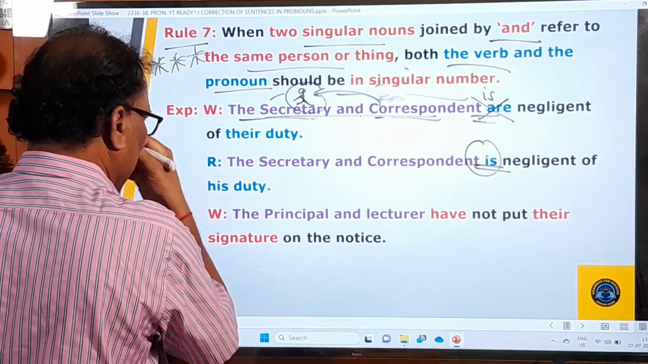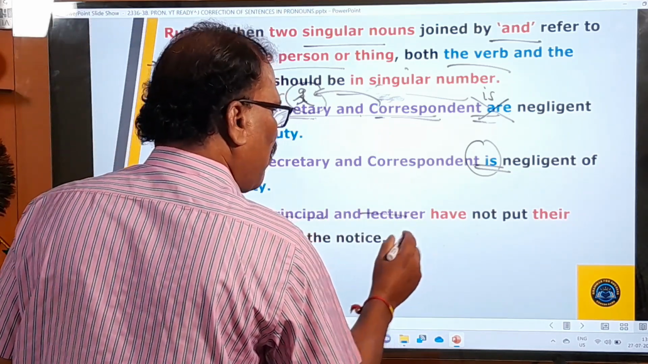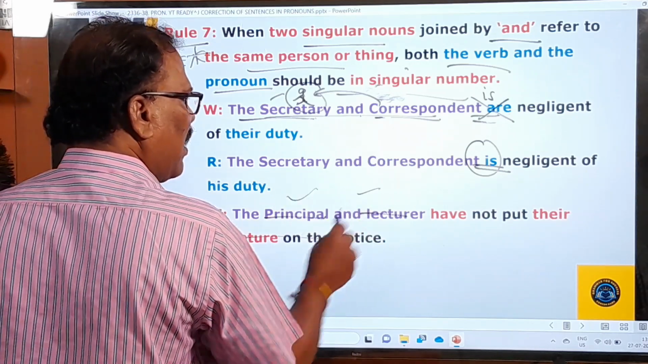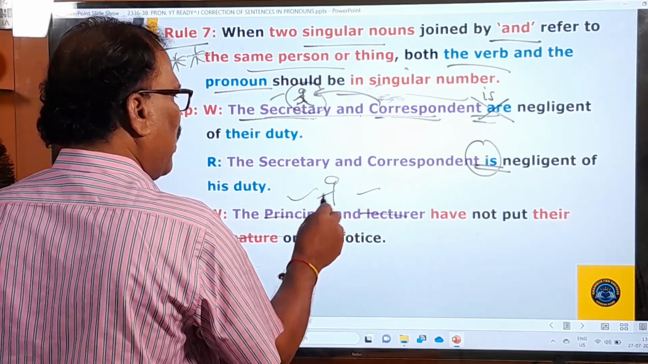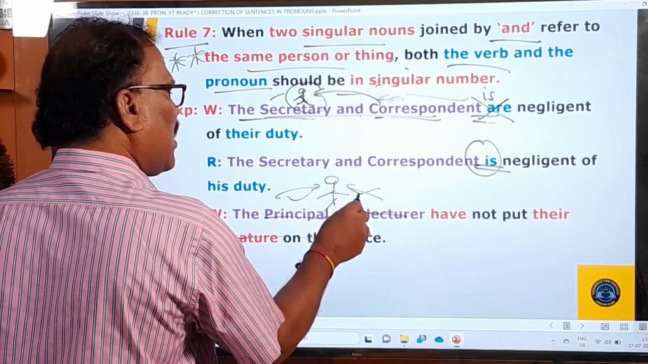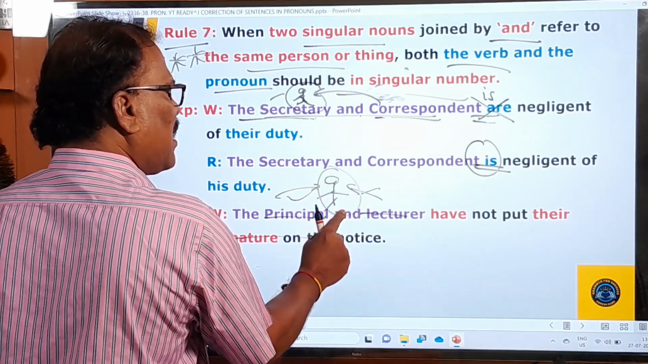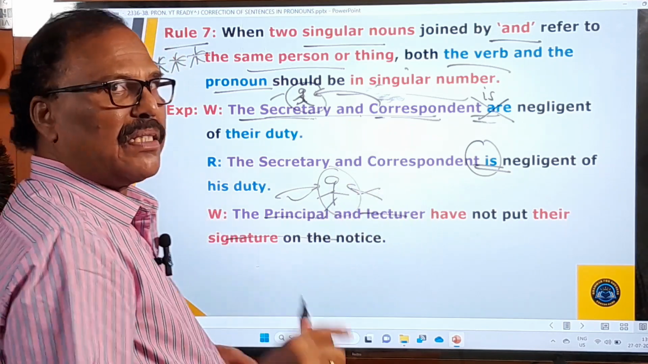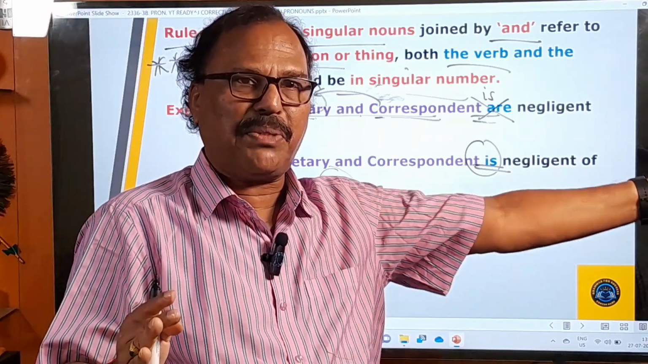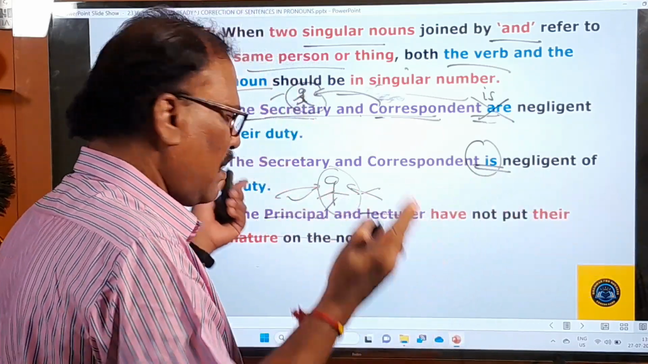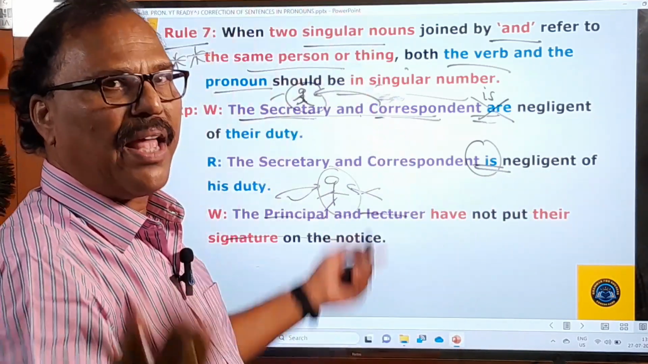And the second example, "The principal and lecturer have not put their signature on the notice." Principal and lecturer, this is only one person. This is the principal, this is the lecturer, only one person. One person means singular subject. Singular subject means singular verb. Rule is there. See, beside a singular subject, a singular verb must be there. Beside a plural subject, a plural verb must be there. But this is the basic rule throughout the English language.